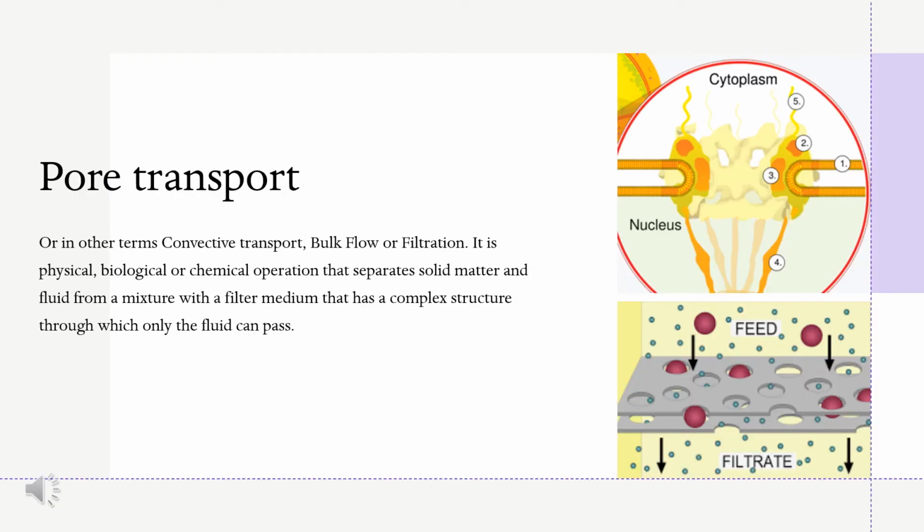Pore transport, in other terms convective transport, bulk flow, or filtration, is a physical, biological, or chemical operation that separates solid matter and fluid from a mixture with a filter medium. This has a complex structure through which only the fluid can pass. As you can see in the picture, this is called a nuclear pore. At number 1, you can see the nuclear envelope; 2 is the outer ring, 3 is the spokes, 4 is the basket, and 5 is the filaments.